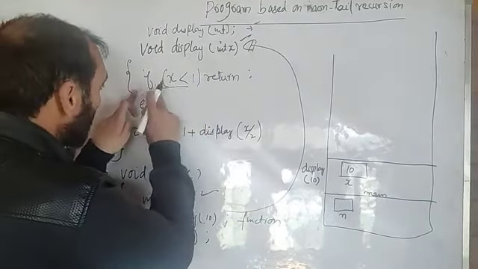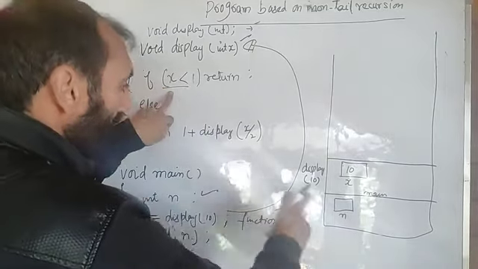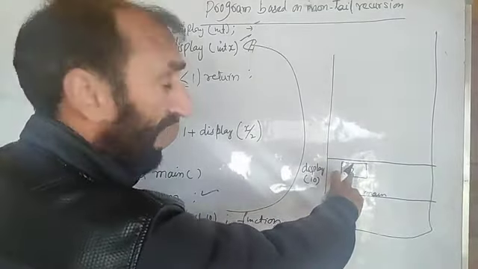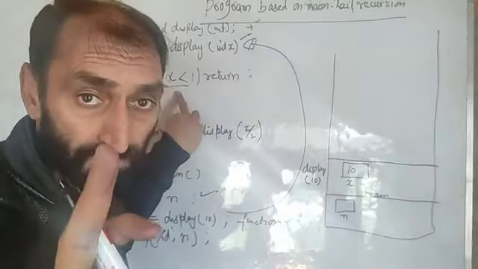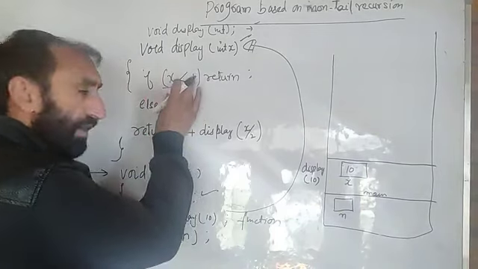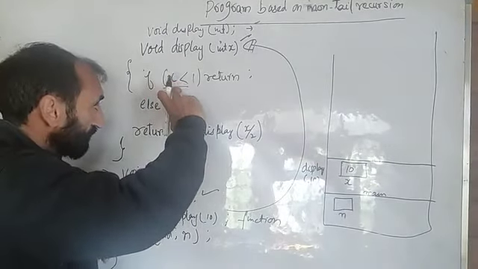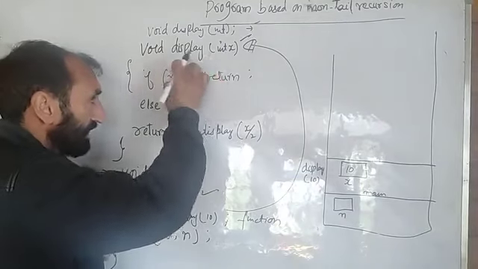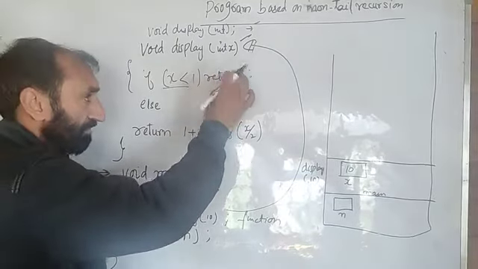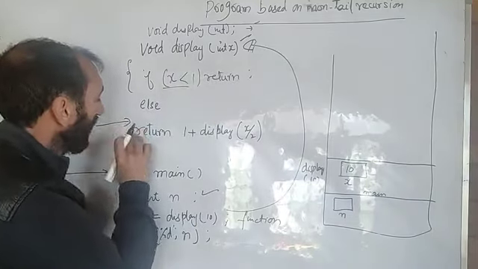After execution of this line, the control will reach here. This is a condition: if x less than 1. What's the value of x at present? The value of x is 10. 10 is not less than 1, so this condition evaluates false. When this condition evaluates false, the statement after this if will not get executed. That means this return will not get executed, so the control will go to the else part.